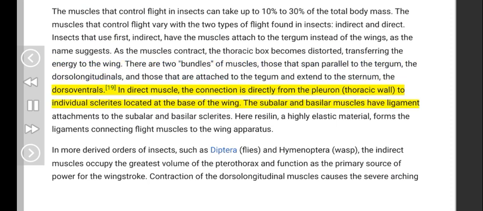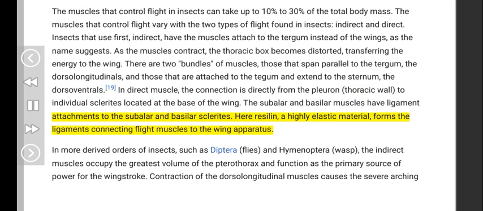19. Direct muscle. The connection is directly from the pleuron, the thoracic wall, to individual scleroids located at the base of the wing. The subalar and basalar muscles have ligament attachments to the subalar and basalar scleroids. Here resilin, a highly elastic material, forms the ligaments connecting flight muscles to the wing apparatus.